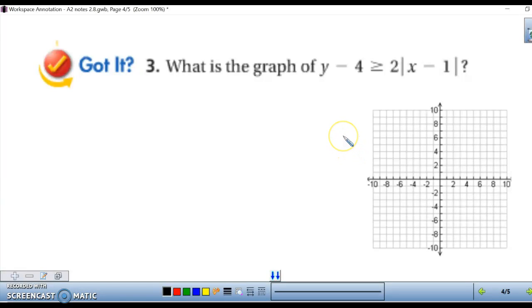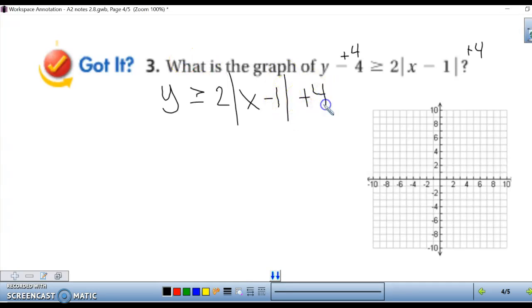Got it number 3, we're going to do this together. So we have a graph: y minus 4 is greater than or equal to 2 absolute value of x minus 1. First we want y alone, so we're going to add that 4 across to the other side. So y is greater than or equal to 2 absolute value of x minus 1, plus 4. This is a little bit of a review of absolute values.